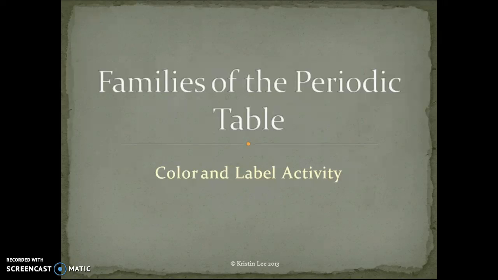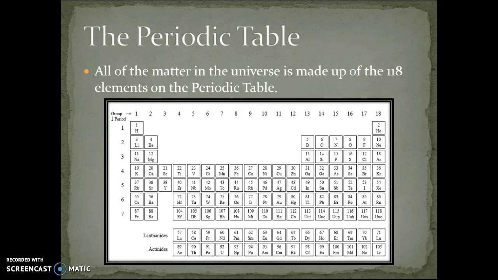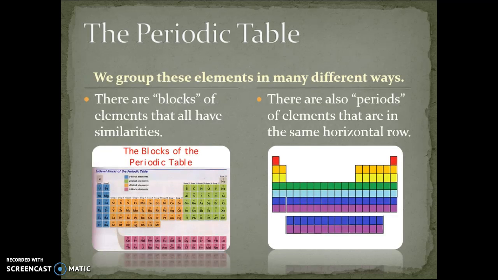Today we're going to be looking at the periodic table, and most specifically we're going to look at different ways to organize or divide up the periodic table to be able to understand it better. The periodic table, as you know, is made up of 118 elements, the 118 that have been discovered to this point. There are a lot of different ways that we can group these 118 elements in order to talk about them without having to list every single one of them.